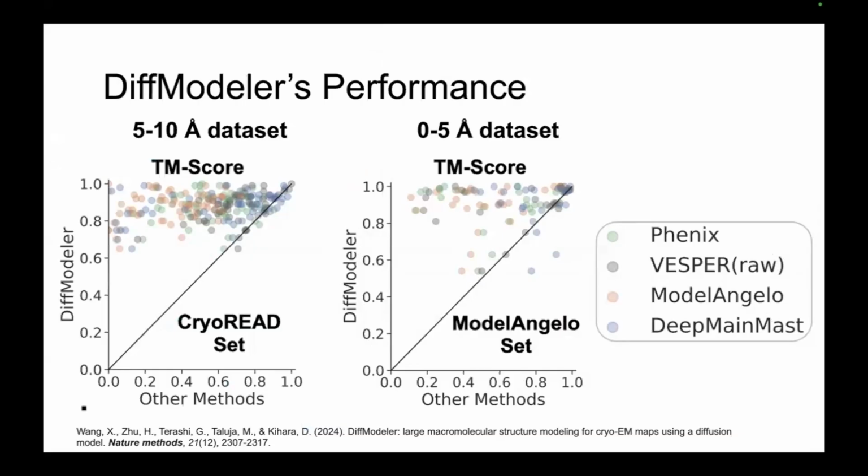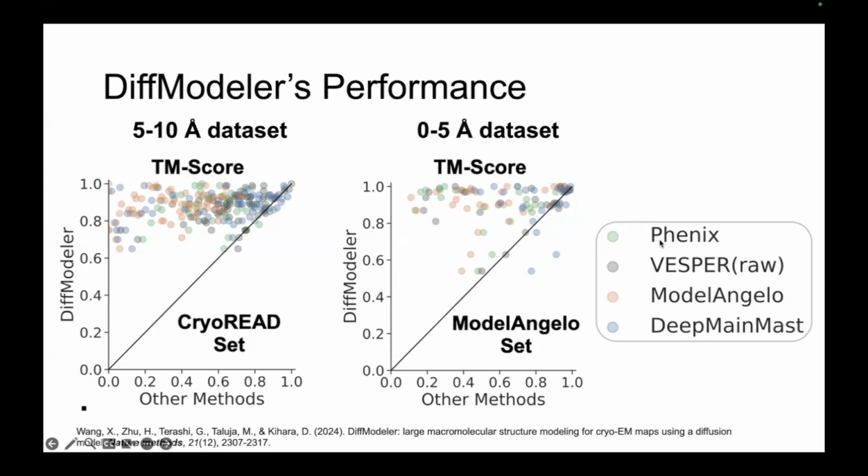Okay, so we also compare with other existing methods. We use two different data sets. The 5 to 10 angstrom resolution data set is an intermediate resolution data set. Then we also tried the 0 to 5 angstrom resolution data set. The metric is the TM score. TM score is the structural similarity between the deposited PDB structures and predicted models. Higher is better. If the TM score reaches 1.0, that means perfect modeling.